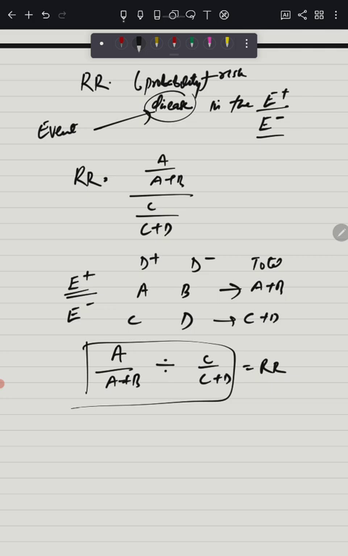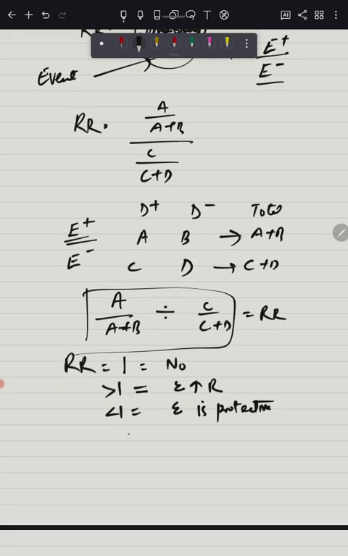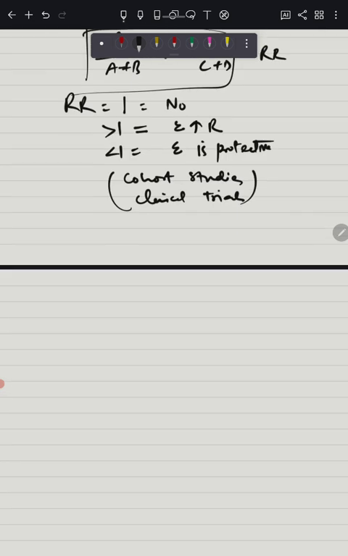The clinical interpretation is: if relative risk is 1, it means there is no association. If the relative risk ratio is greater than 1, exposure increases risk. Whereas if it is less than 1, exposure is protective. Where is this used? It's used in cohort studies and clinical trials. Now going to odds ratio.